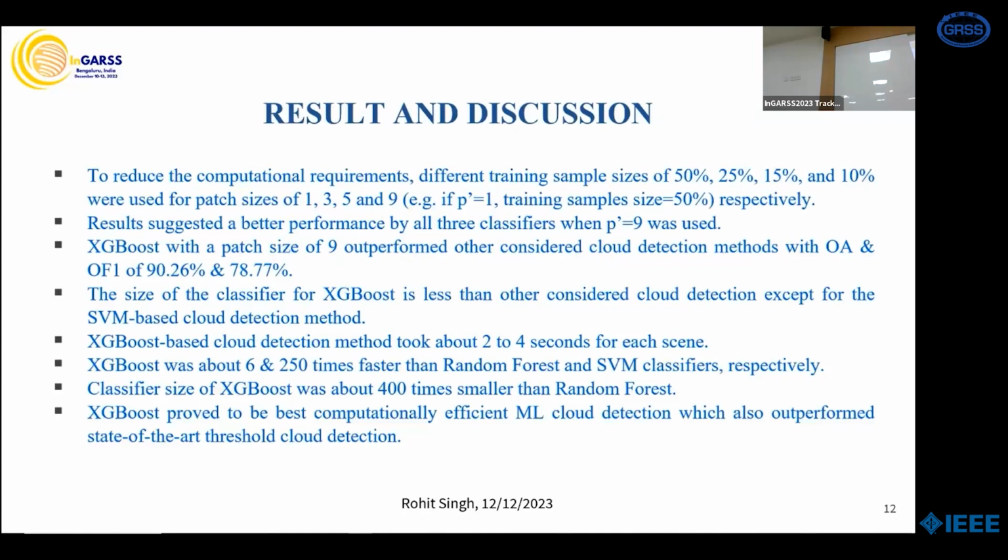We have used different patch sizes. We used 50% sample size with patch size 1, 25% with 3, 15% with 5, and 10% with 9. Results suggest that with patch size 9 we are able to get better features, meaning with the maximum spatial information we get better results. We achieved 90% overall accuracy and 78% average F-score, and it is about 6 to 250 times faster, and the classifier size is also very small.